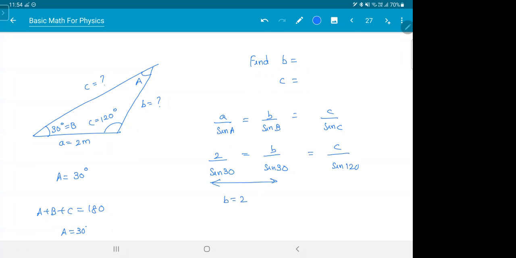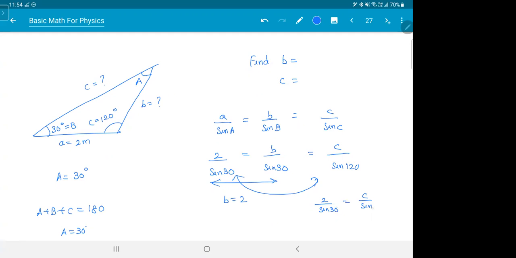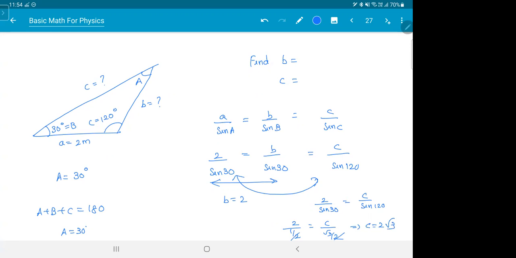And if I solve these two, you get 2 by sine 30 is C by sine 120. So 2 by sine 30 is 4. See, what is sine 120? Root 3 by 2. So this is an isosceles triangle, no? This is an isosceles triangle. C is 2 root 3.